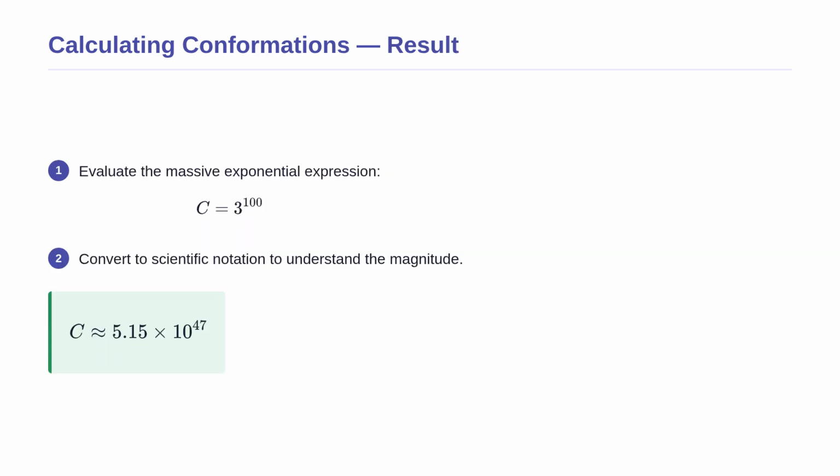Continuing from our previous step, we now need to evaluate this massive exponential expression, 3 to the power of 100. Even without a calculator, you can intuitively sense this will yield an astronomically large result. When we compute this, the final answer reveals that there are approximately 5.15 times 10 to the power of 47 possible conformations for this tiny 50 amino acid domain.